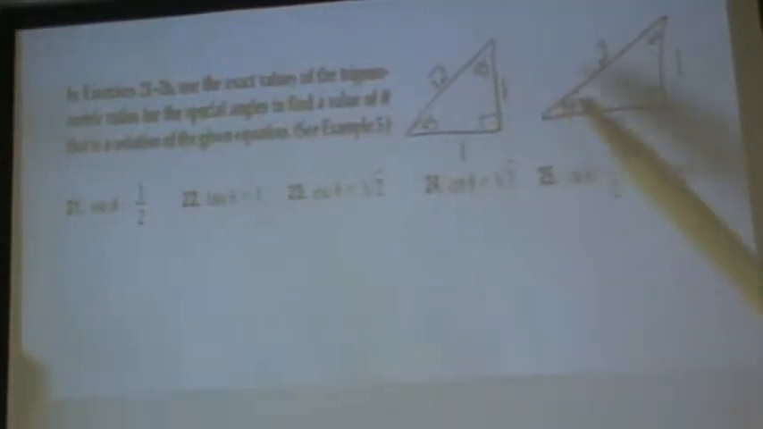Okay, so this is the last set of problems on 6.1's homework. We had a lot of questions about how to do these. For these, you're not going to have a calculator. These pertain to the 45-45-90 triangle and the 30-60-90 triangle. So you need to reference these two triangles. That's why you needed to memorize them.